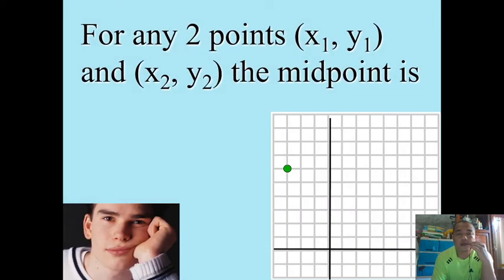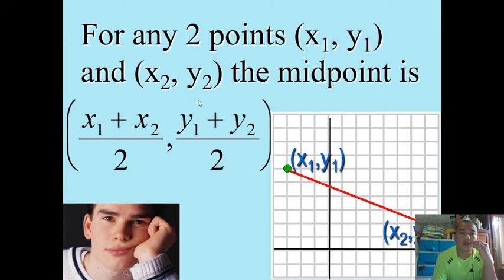For any 2 points, (x sub 1, y sub 1) and (x sub 2, y sub 2), the midpoint is given by the formula. Always remember, always try to memorize: x sub 1 plus x sub 2 all over 2, y sub 1 plus y sub 2 all over 2.